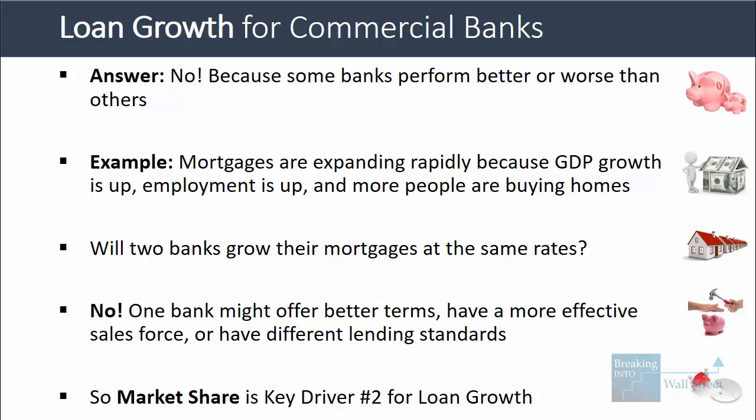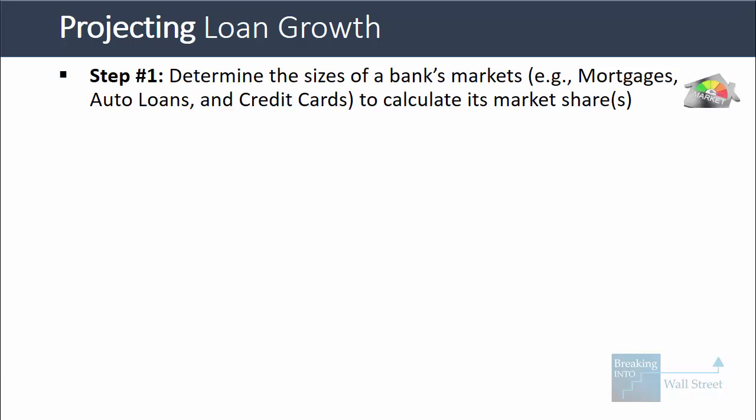And if you put those two together, the GDP growth rate and then the bank's market share in its individual lending segments, you can usually come up with an estimate of how quickly it's going to grow its loan book. So when we project loan growth, you can think of it as a 5-step process. Step 1 in the process is to size each of the bank's markets. So if it operates in mortgages, auto loans, and credit cards, you have to get some outside data to size those markets and calculate the bank's market share.